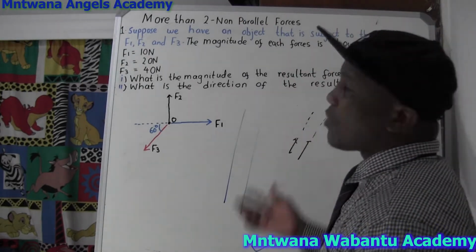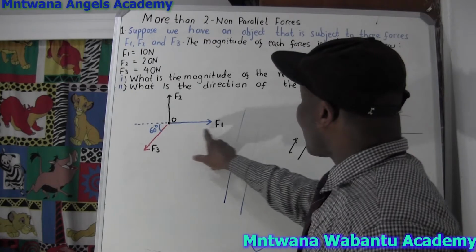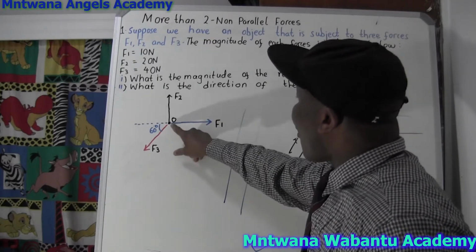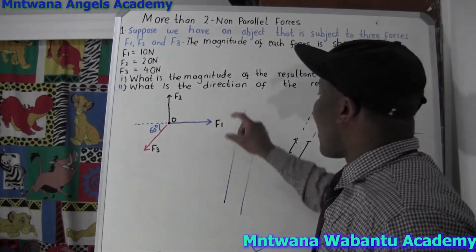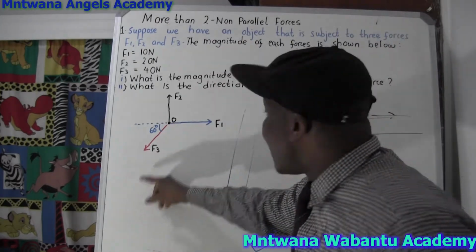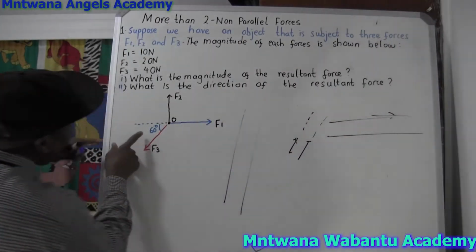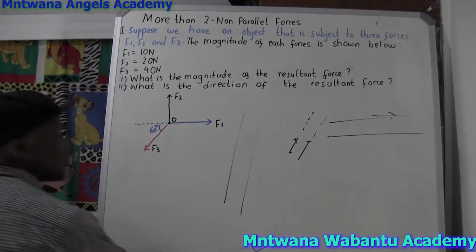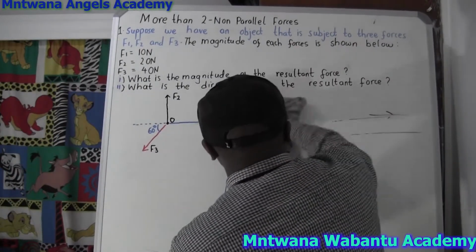Okay, so we want to check forces, you know. So we have the force 1, force 2, and force 3. They all acting at object O. For example, I'm pulling here, the other guy is pulling up there, and this other guy is pulling this side. But the force 3 makes an angle of 60 with the horizontal. So let me show you something quick.